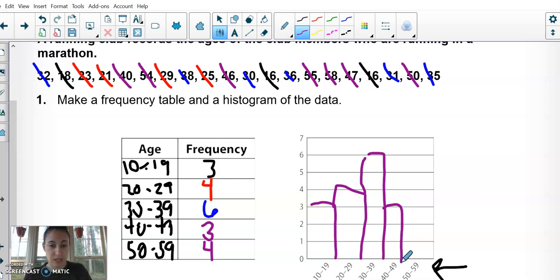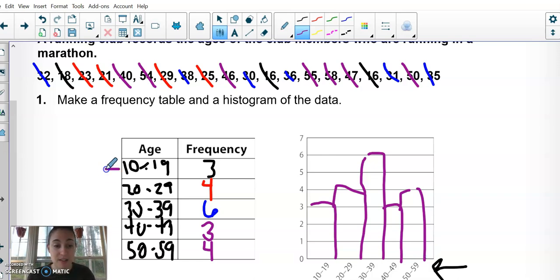And then 50 to 59, we had 4. Notice again, the bars are touching because if you look at the intervals, they don't skip a number. They go 10 to 19 and then immediately go to the next number on a number line, which would be 20, and then 20 to 29, 30 to 39. Also notice that every interval is the same difference.